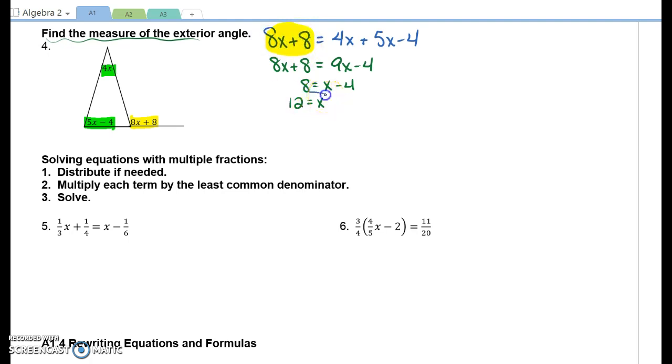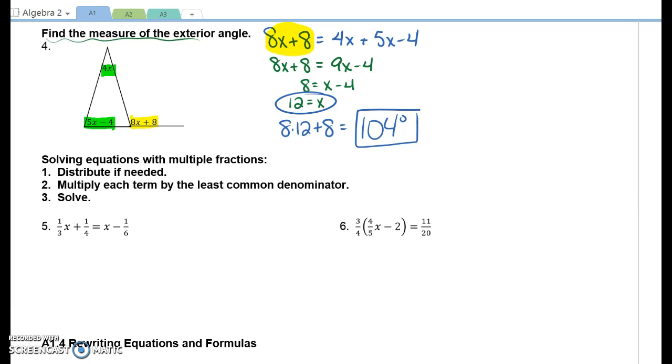So you need to take that x equals 12 and substitute it in. So 8 times 12 plus 8, I believe that is 104 degrees. So this is an example of make sure that you read your directions, because they aren't simply asking you for x. They're trying to get you to figure out what x is using equations and then do something with it.